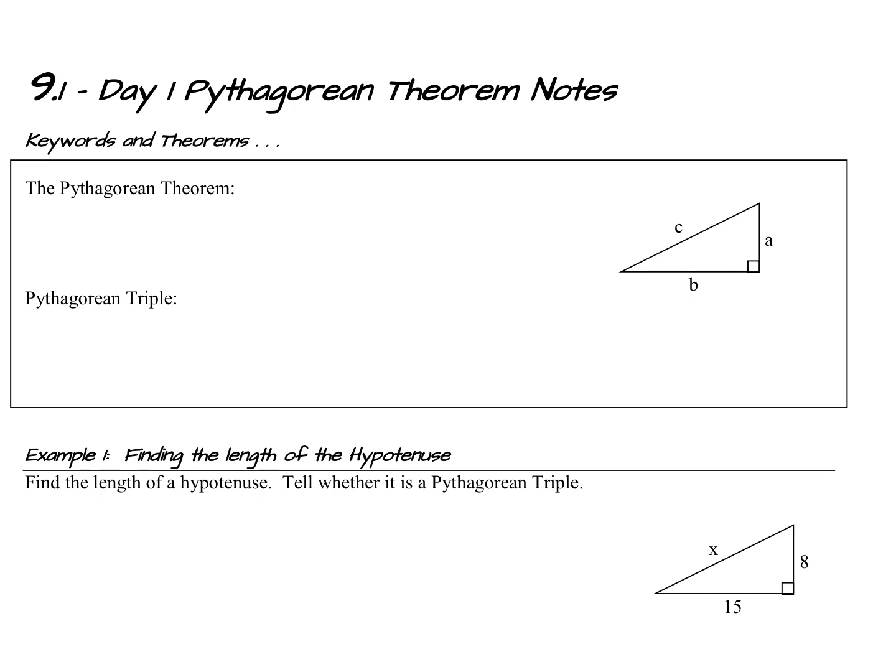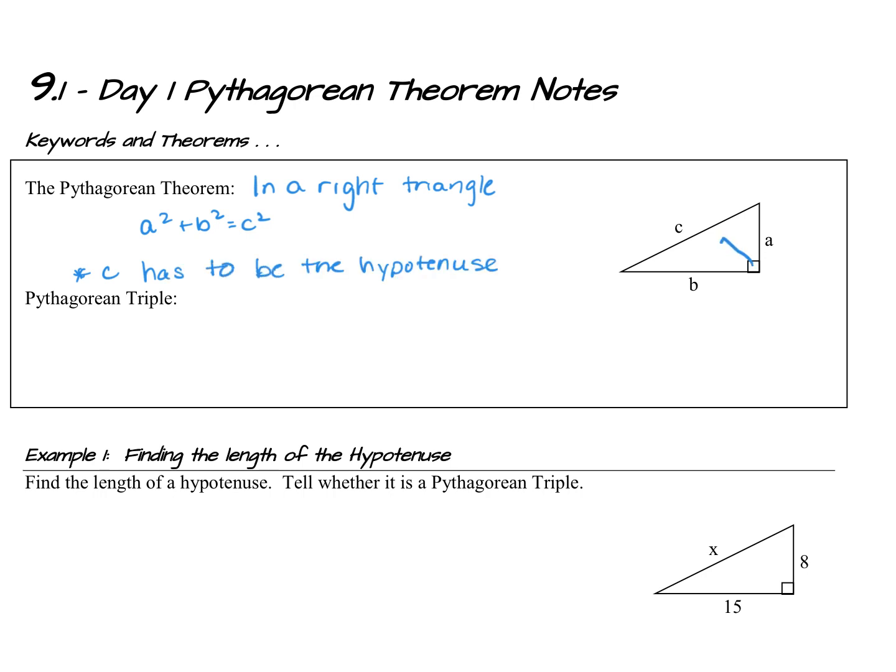So on this one, we're going to talk about the Pythagorean Theorem. This only deals with a right triangle. A squared plus B squared equals C squared. Now the important thing to remember is that C has to be the hypotenuse. And when I look at the picture, the hypotenuse is the one the box points to. So in this case, that's the C part.